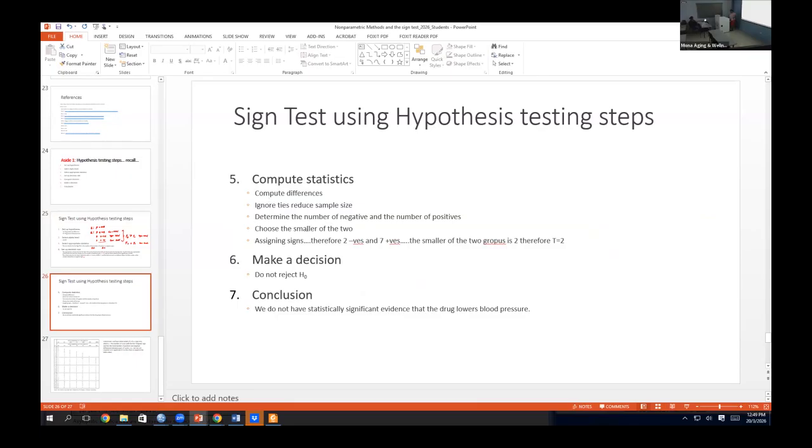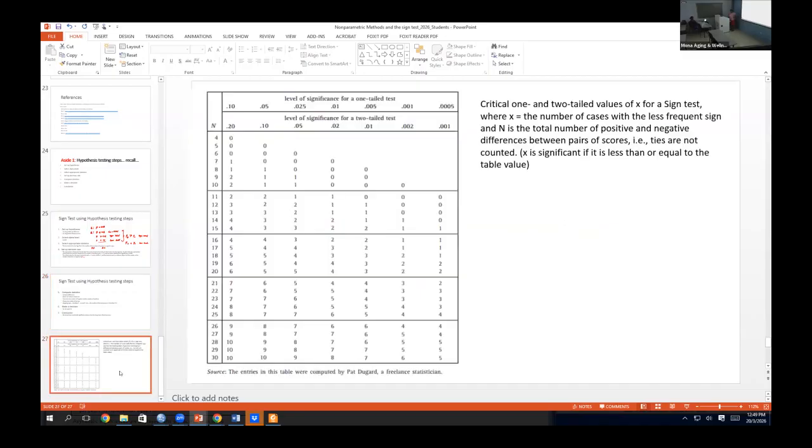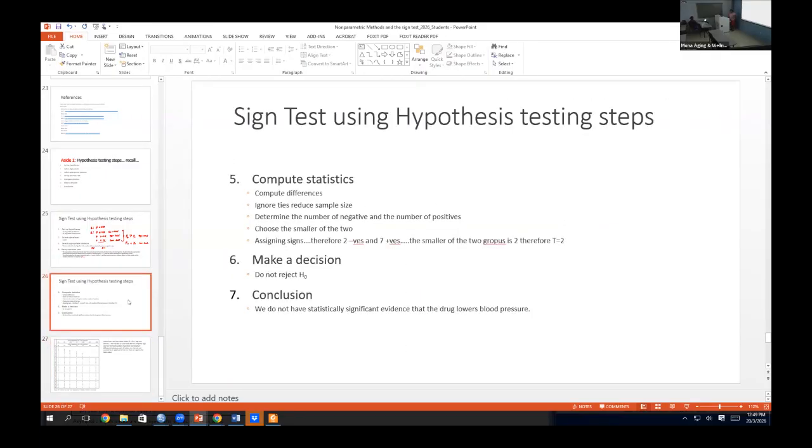So we compute the differences, we ignore the ties. We have 2 negative, 7 positive. So T, the calculated test statistic, is going to be 2. So we will not reject H0 because 2 is actually greater than 1. We do not have statistically significant evidence that the drug lowers blood pressure. So that's basically the sign test in a wrap.